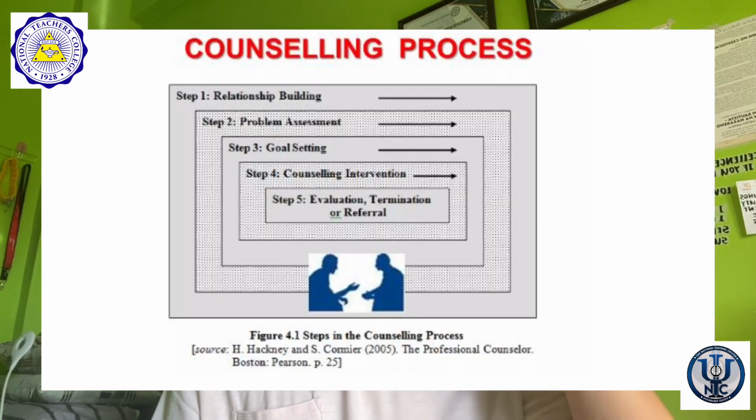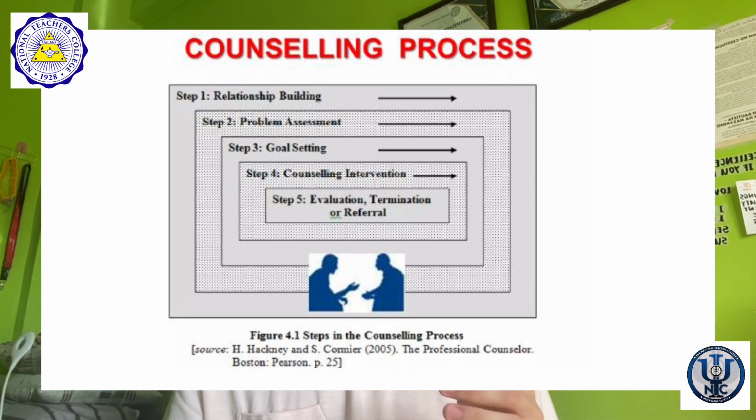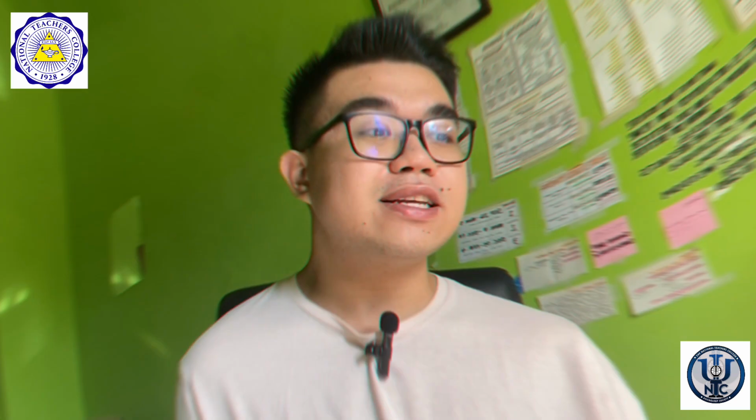So today I'm going to present to you only the 5 counseling process steps. Take note of these 5 steps, as they would help you in bettering your counseling process so that it is more organized, structured, and effective, as what we are aiming to achieve. Let us tackle step 1. Step 1 is relationship building.